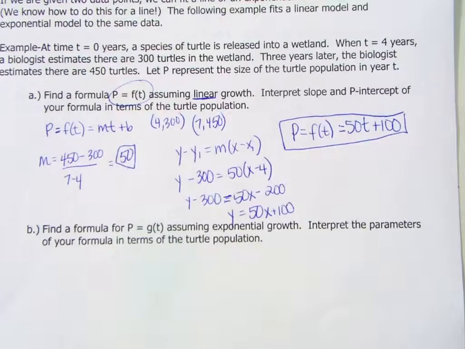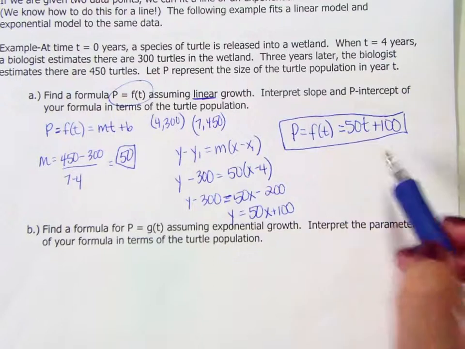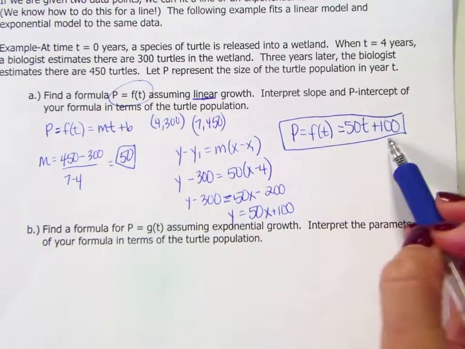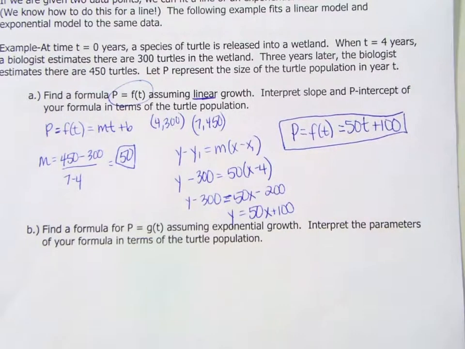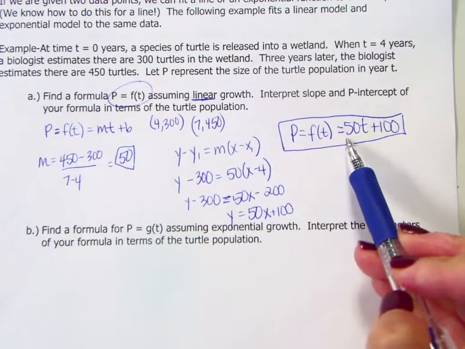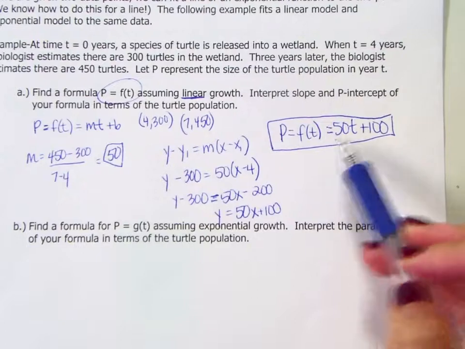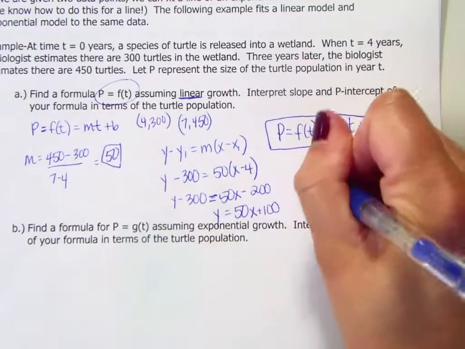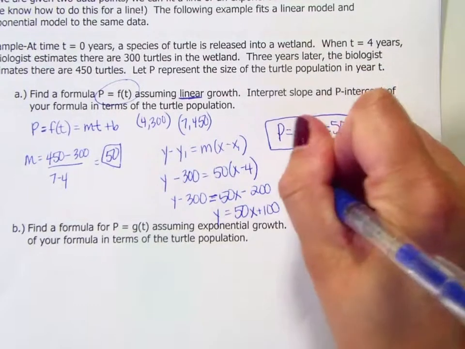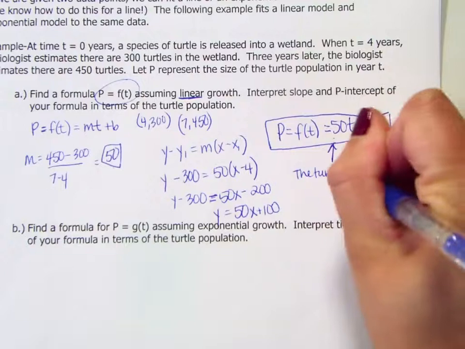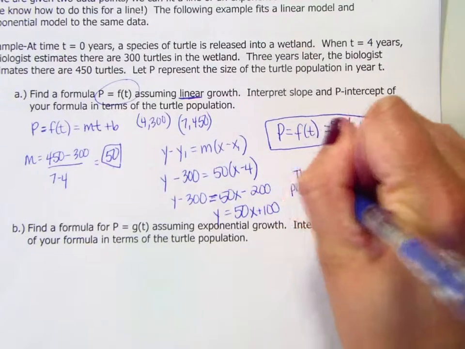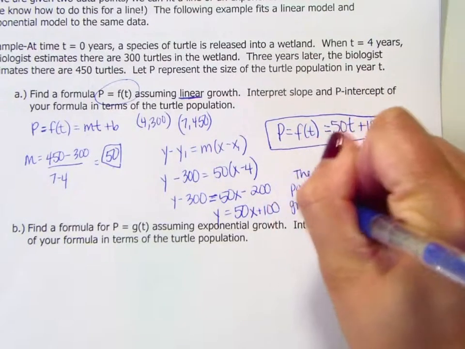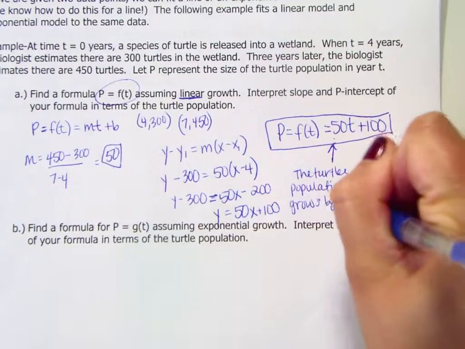Now we need to think about what the slope and the p-intercept, which is like your y-intercept, basically, would be 100, what those mean for this situation. So let's start with the slope. To me, this is a little bit easier. What does that 50 tell us, that slope? This is how much the population increases every year. Okay, so that 50 tells us that the turtle population grows by 50 each year. Good.